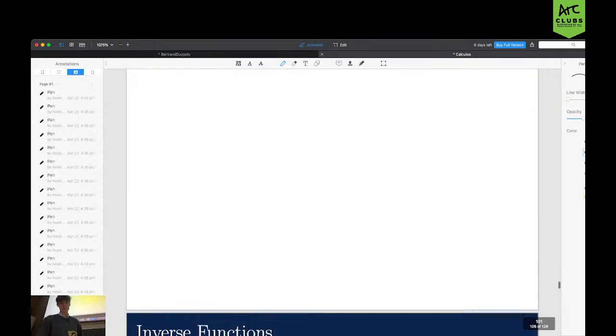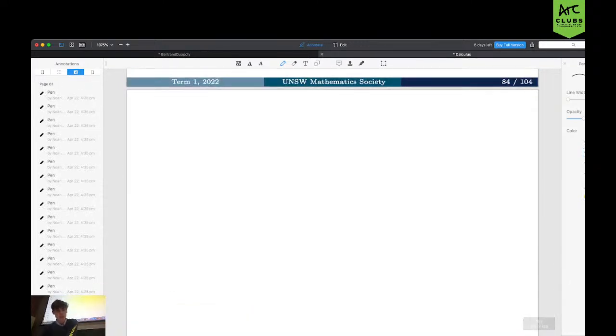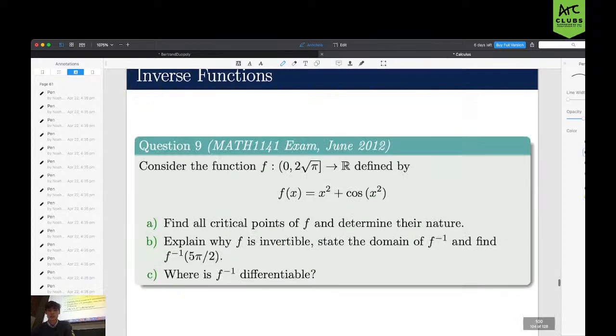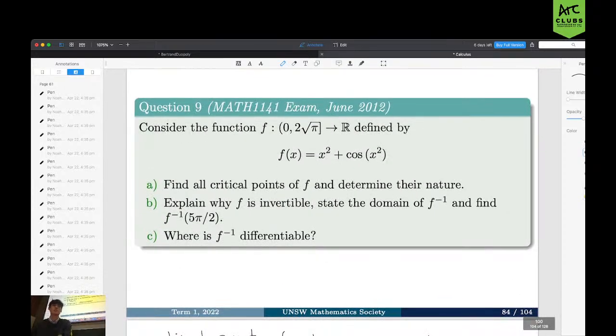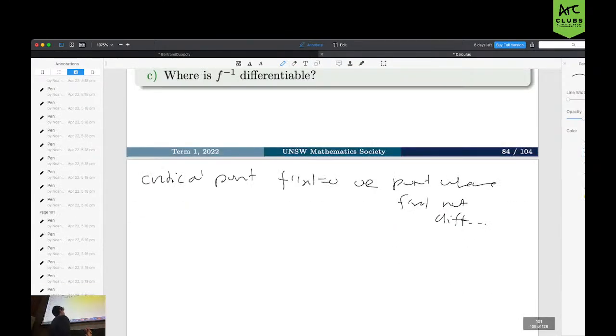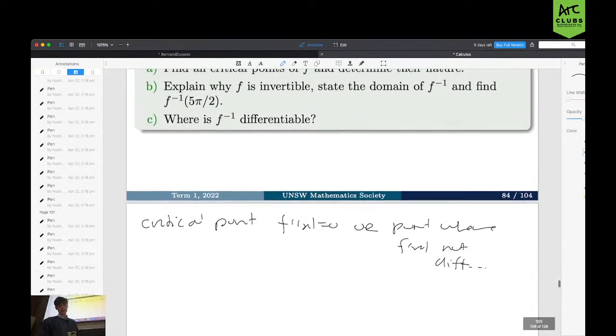So critical points, let's remind ourselves of what a critical point is again. A critical point is anywhere where f dash of x equals 0, or a point where it's not differentiable. We know that this function is going to be differentiable in its domain, so we don't have to worry about that second part. We're just going to look for wherever f dash of x equals 0, and then we have to try find the nature of those points. Yeah, so let's go ahead and check that out.